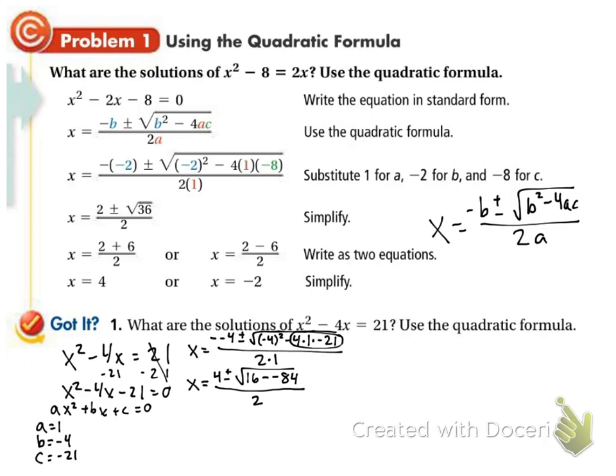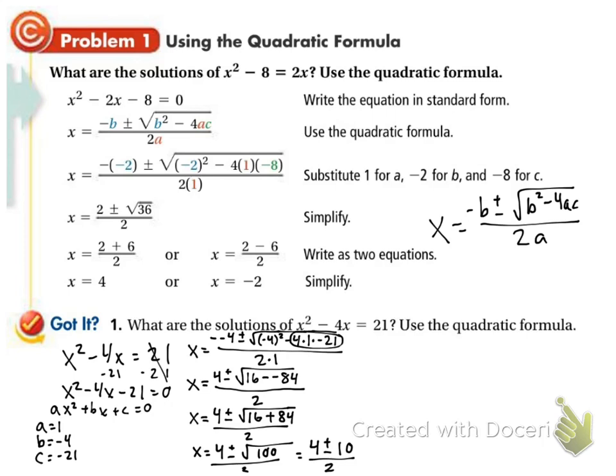And now from here on out, all we're simplifying is that square root until we get to our last step. So x is equal to 4 plus or minus the square root of 16. That minus a negative turns into a plus. So this is 16 plus 84 over 2. And again, 4 plus or minus the square root of 16 plus 84 gives us 100 over 2. Then we're going to simplify that again. That's 4 plus or minus the square root of 100, which is 10.